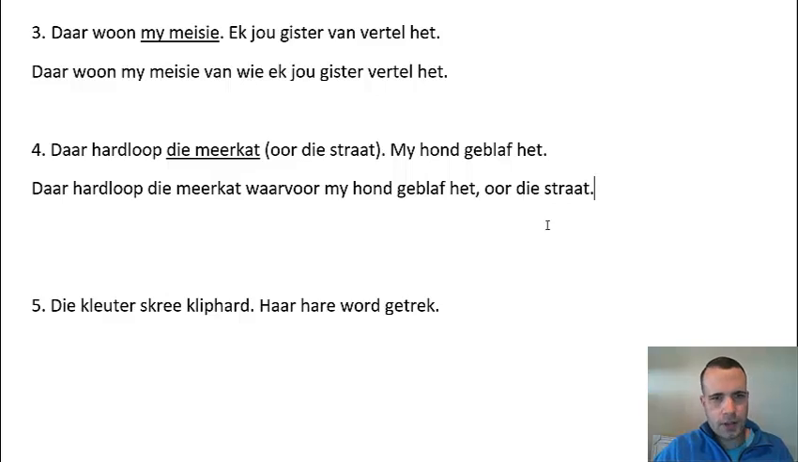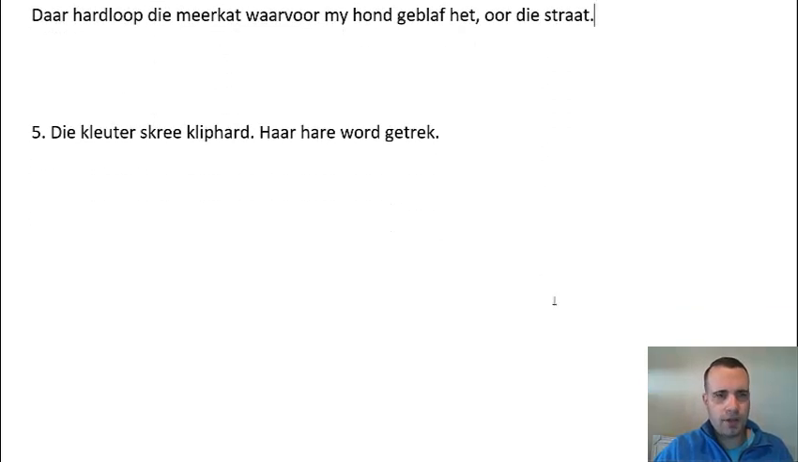Alright. Our last example. Die kleuter skree kliphard. The toddler is screaming loudly. Okay. Haar hare word getrek. Her hair is being pulled. Alright. So let's underline what's the same. Die kleuter and haar and her. Okay. We're going to take that out.